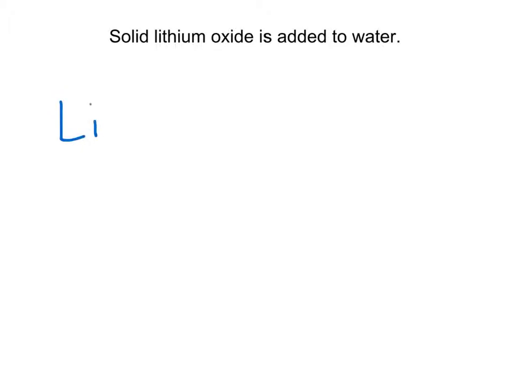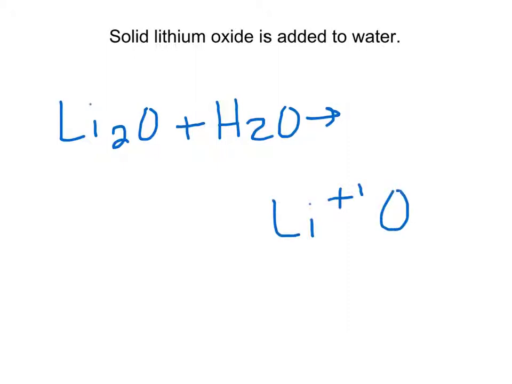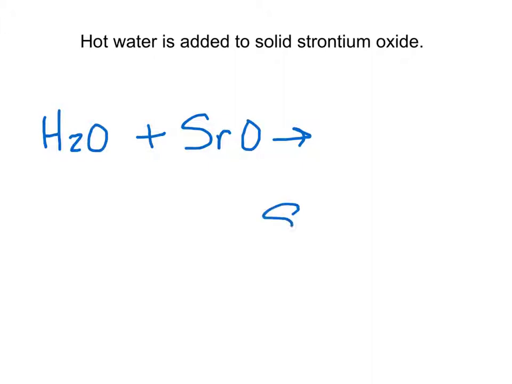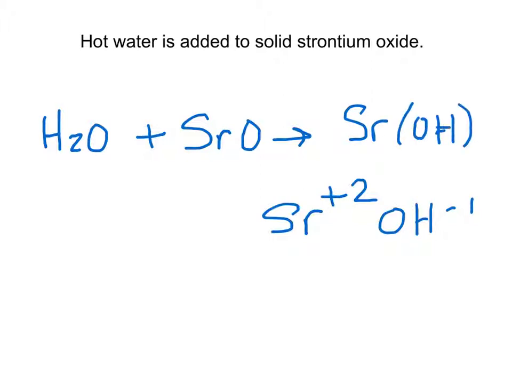Solid lithium oxide is added to water. So the ion is Li+1 and hydroxide -1. So the base is LiOH, and then you would balance. In this reaction, hot water, and we don't really care about the temperature at this point, is added to strontium oxide. Strontium's +2, and to form the base, you would have strontium and 2 hydroxides, and it happens to already balance.